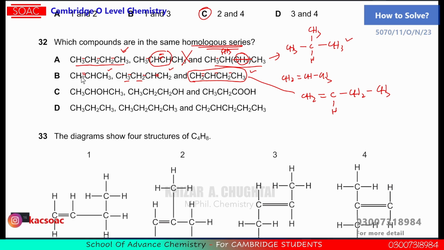And yes, it is true. So B is the correct option. However, let me check C and D. C has an OH group, an alcohol group, but the other has an acid group, so it's wrong. Come toward the last option: that is an alkane, and it's also an alkane, but again this has a carbon-carbon double bond, it's an alkene. So let's confirm that B is the correct option.